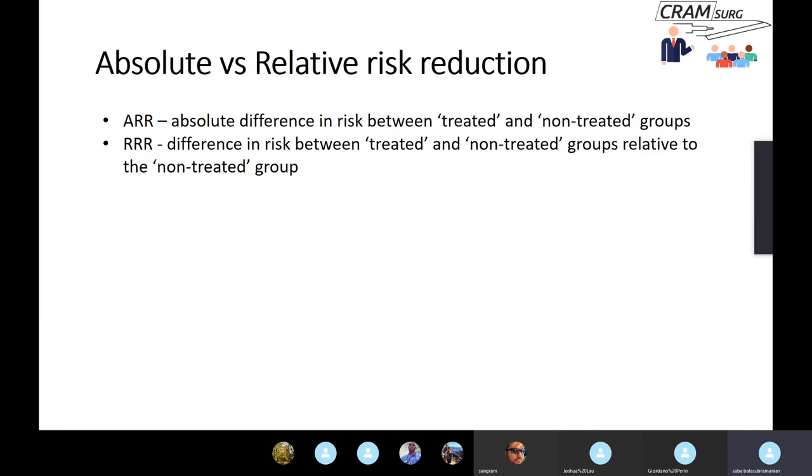Okay, now let's just expand on this concept a bit more by using a further example, a sort of extreme example. So we're going to be talking about absolute risk reduction and relative risk reduction using an example. So again, looking at the definitions first, absolute risk reduction is simply the absolute difference in risk between treated and non-treated groups. In this scenario, chemotherapy versus only surgery groups. Now the relative risk reduction is the difference in risk between the treated and non-treated groups relative to the non-treated group. So you've got to divide by the risk in the non-treated group.